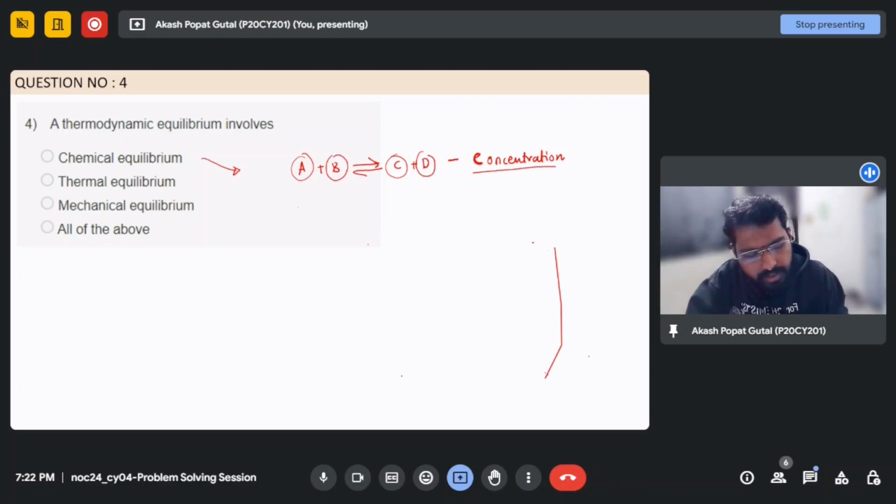In place of concentration, it may be any observable, such as the pressure of the gases if it is a gaseous system. If that observable is not changing with time, then we can say it's under chemical equilibrium. Thermal equilibrium is, suppose there are two bodies A and B.